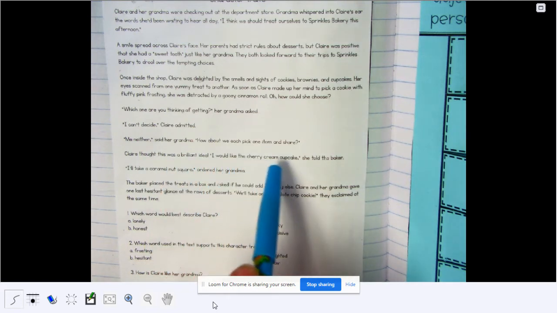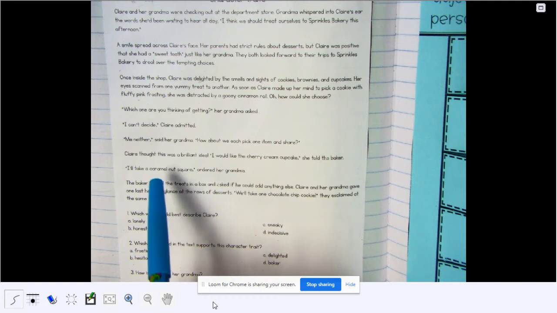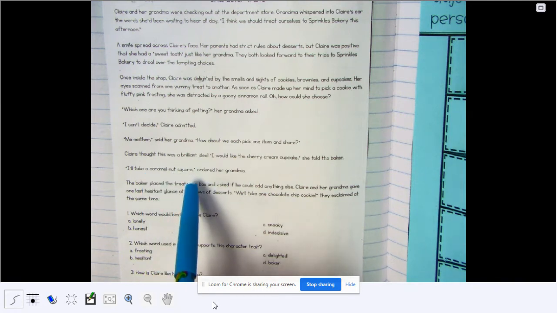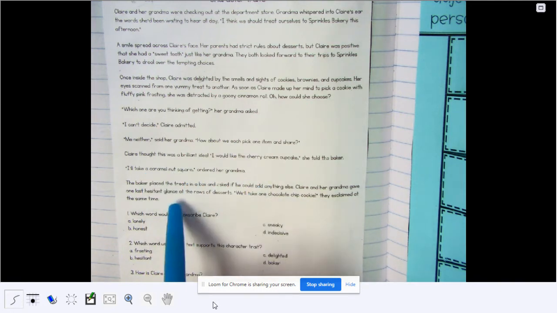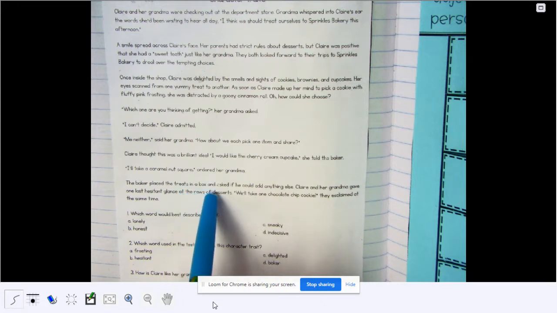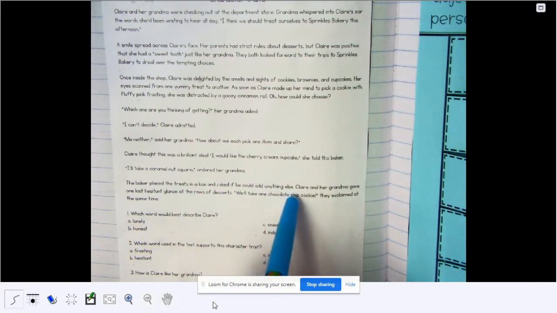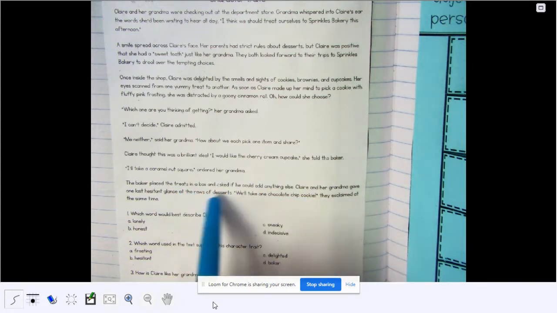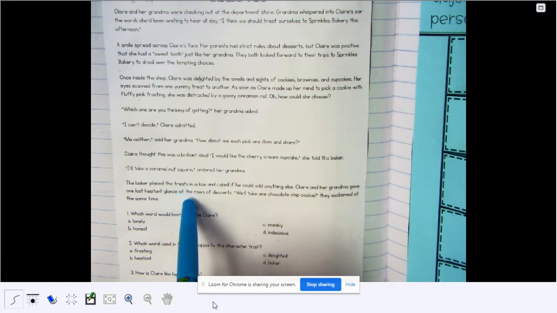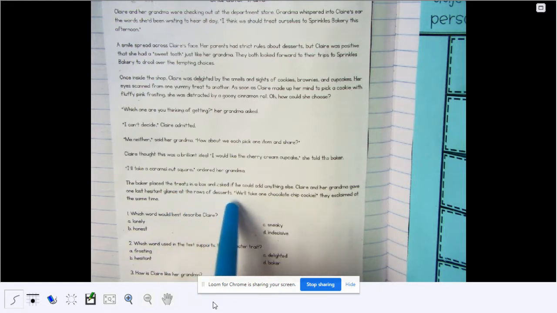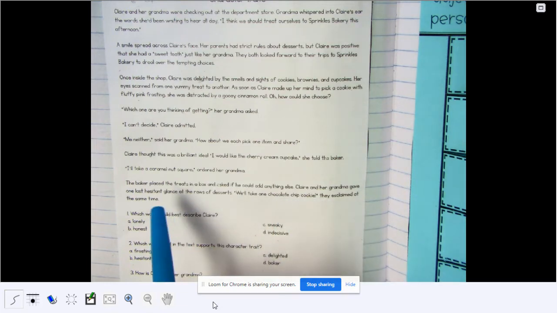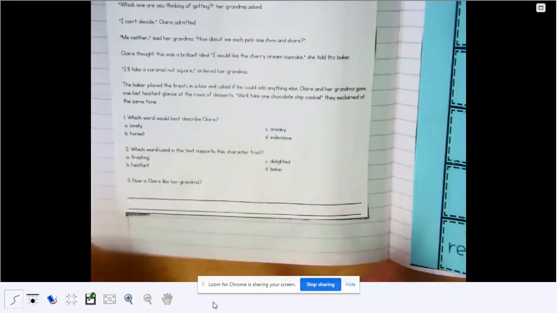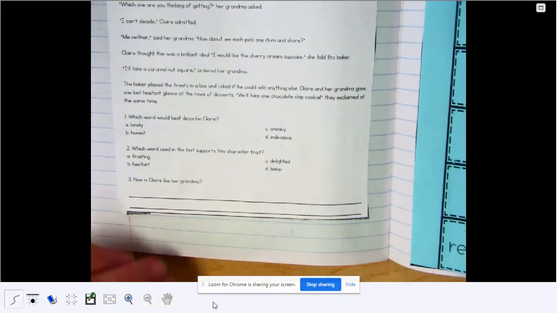"I would like the cherry cream cupcake," she told the baker. "I'll take a caramel nut square," ordered her grandma. The baker placed the treats in a box and asked if he could add anything else. Claire and her grandma gave one last hesitant glance at the rows of desserts. "We'll take one chocolate chip cookie," they exclaimed at the same time. All right. This makes me want to go to Sprinkles Bakery.